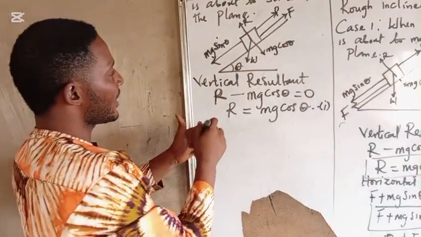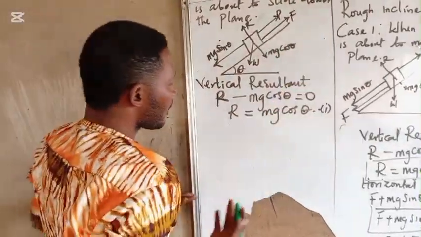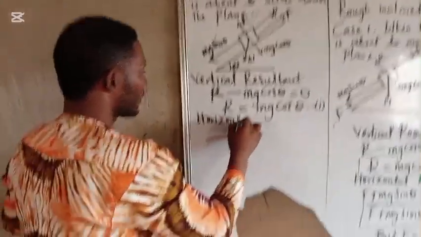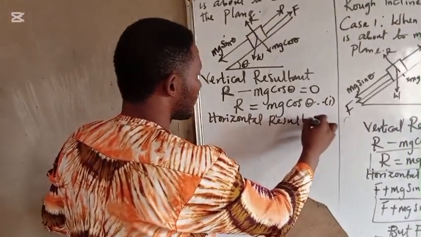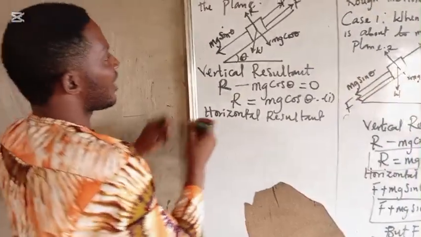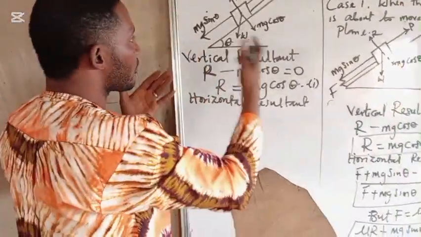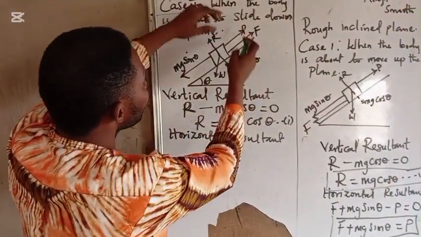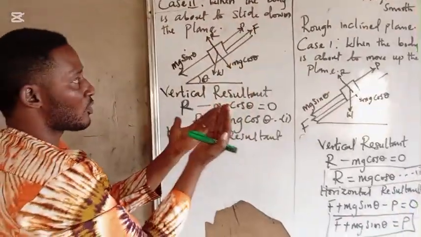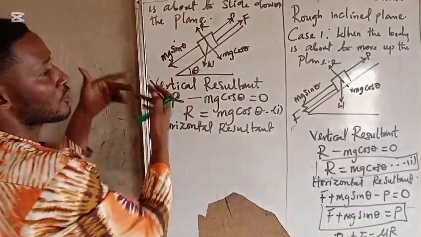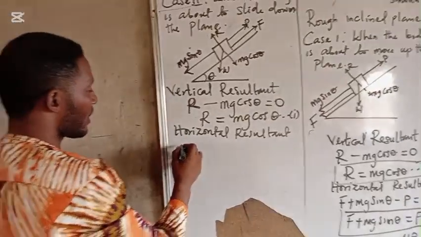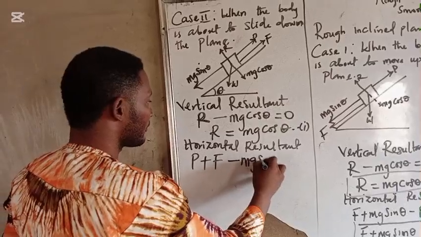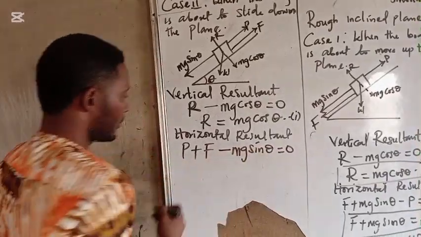Similarly, we need to consider the horizontal resultant, just as we considered the vertical the other time. The horizontal resultant we consider by looking at the forces acting horizontally to the plane. And that is this, and this. Now, since we have these two acting in the same direction, we are going to add those forces. Then this one acting in the opposite direction will be subtracted from the sum. On that note, we are going to have P plus the frictional force minus mg sine theta equals 0.